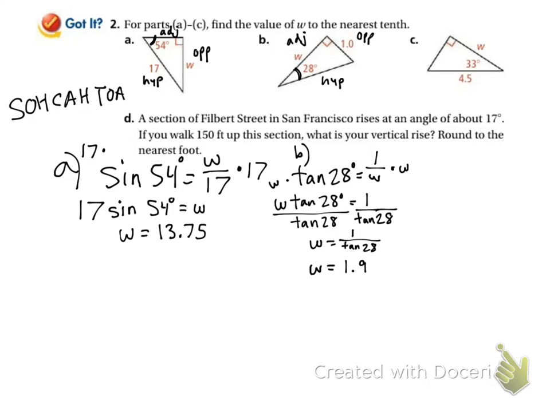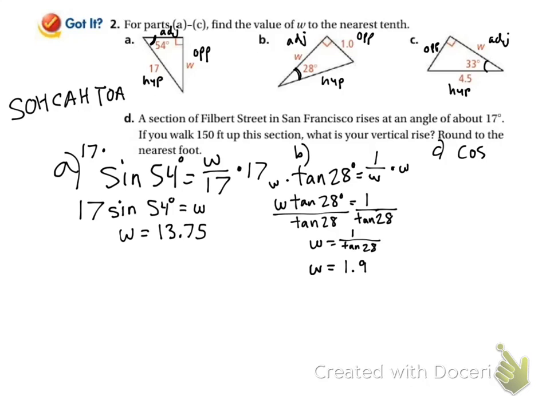Okay, last one here. I'm given this angle, 33. My hypotenuse is the one across from the right angle, right? The one across from my angle is the opposite. The one next to my angle is adjacent. So, which one uses adjacent and hypotenuse? That's a cosine.